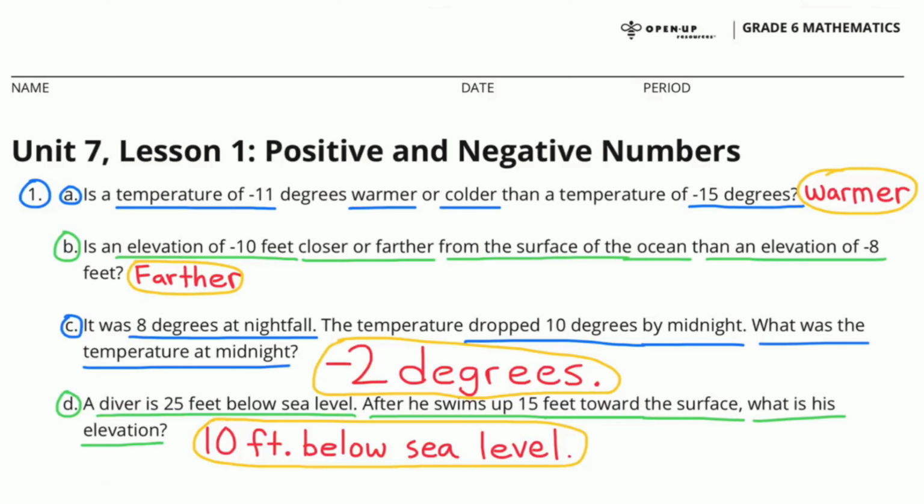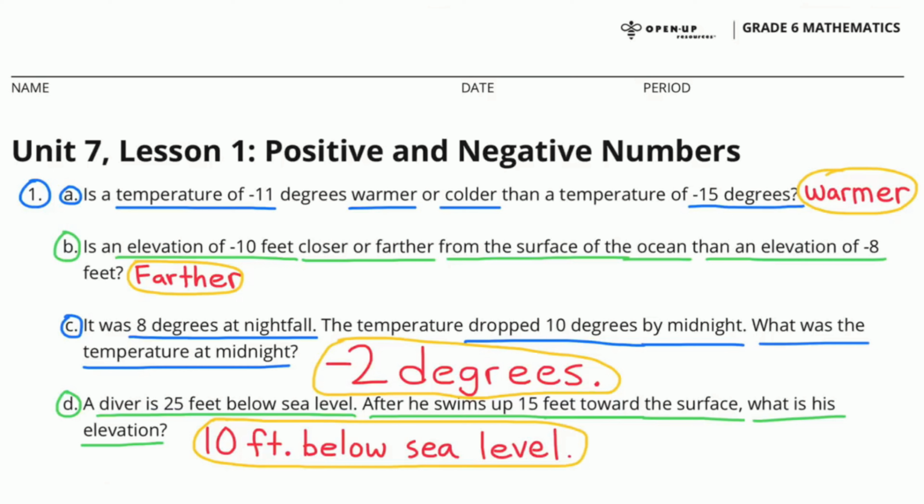B. Is an elevation of negative 10 feet closer or farther from the surface of the ocean than an elevation of negative 8 feet? Negative 10 feet is farther from the surface of the ocean than negative 8 feet.